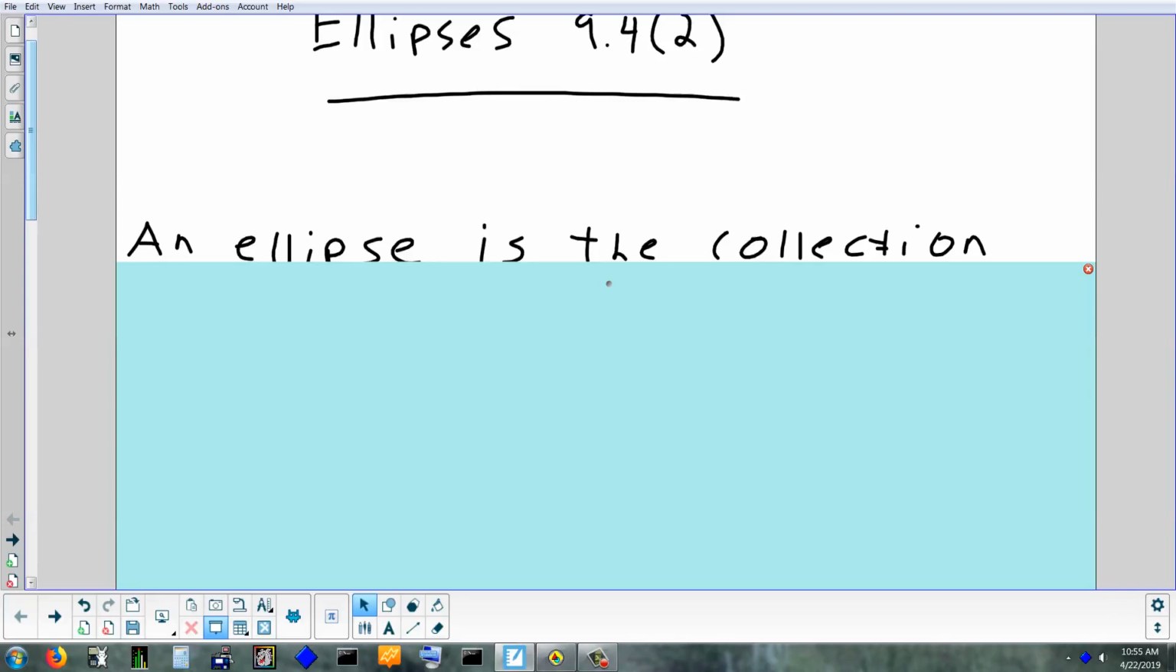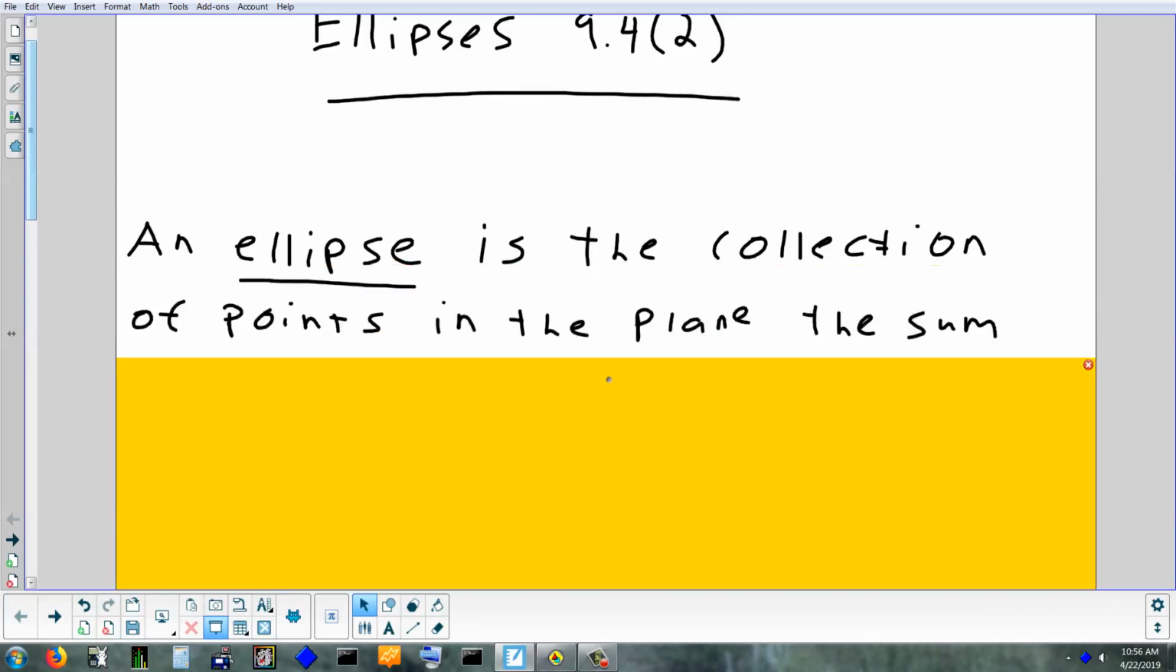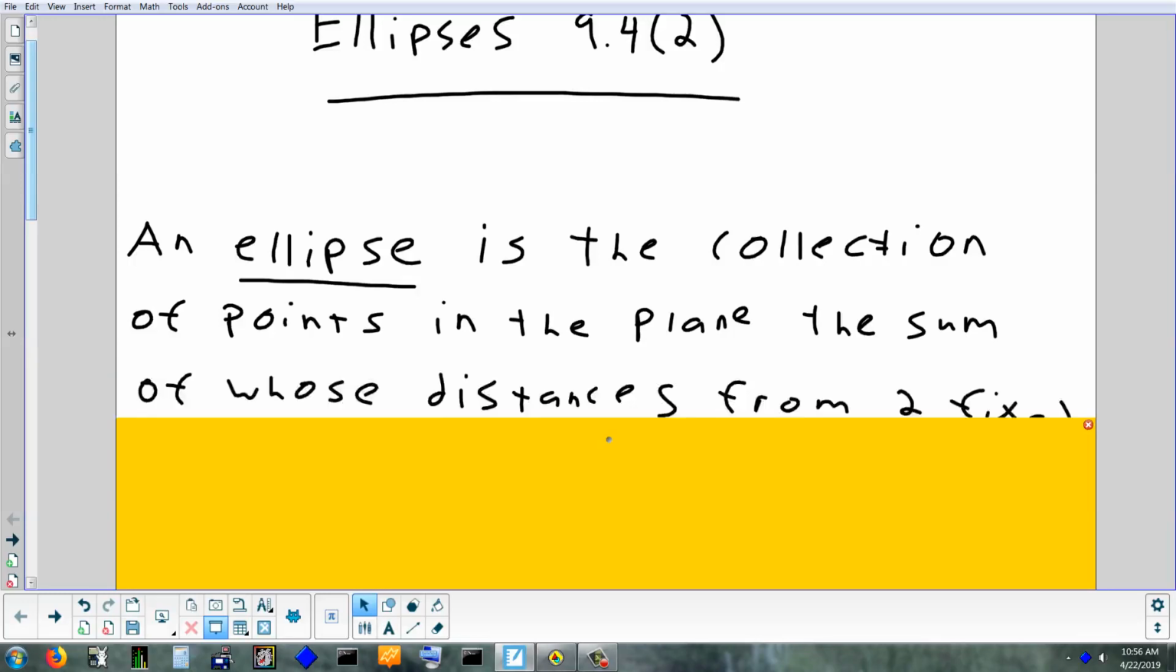So every definition of a conic section starts out, it's a collection of points that satisfies some condition. Okay, so collection of points in the plane, meaning it's a flat, two-dimensional shape. Just to summarize what we've done so far, a circle was a collection of points that are all equidistant from a center point. Very simple definition. Parabola was a little more complicated. It was a collection of points that were all equidistant from 2 things, a focus and a directrix. This is a collection of points that involves a sum.